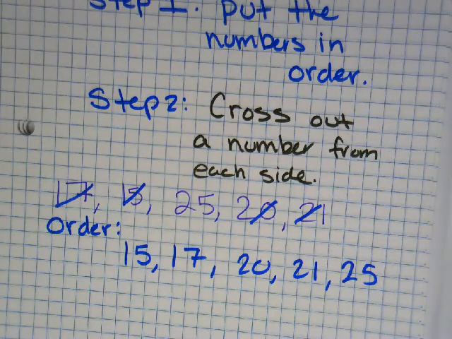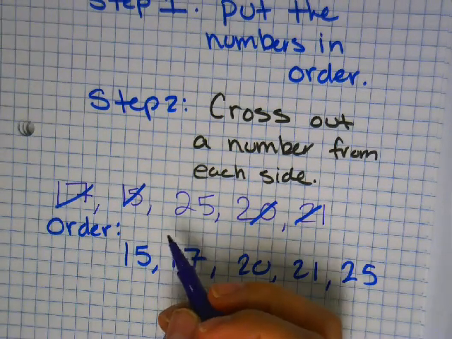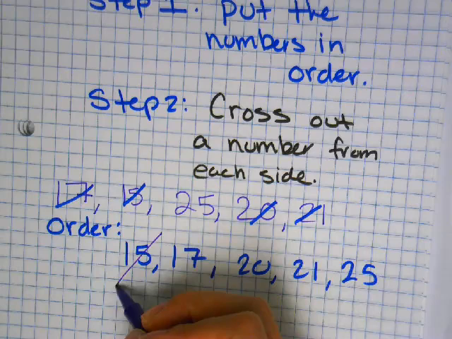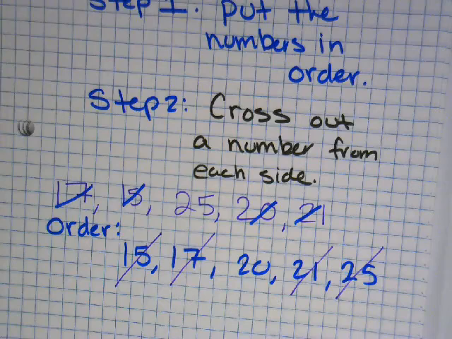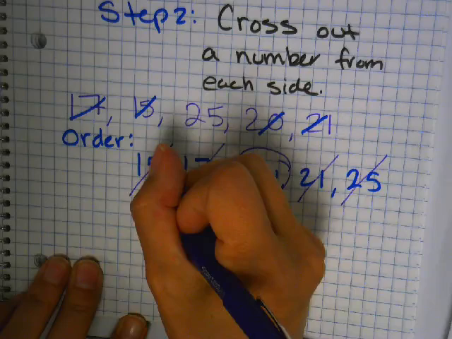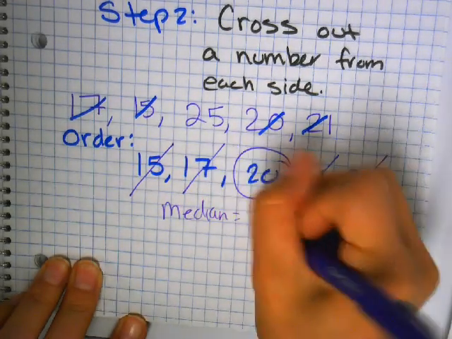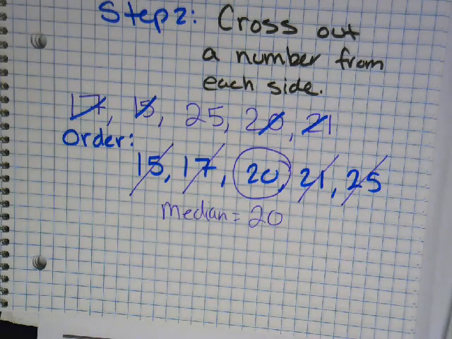Put the numbers in order first. Very easy, way easier than yesterday. There's no adding. It's just putting them in order. What's your smallest number? What's your biggest number? Easy enough? Okay, now we're going to cross them out. Front, back. Front, back. What's left in the middle? 20. So therefore our median is equal to 20.